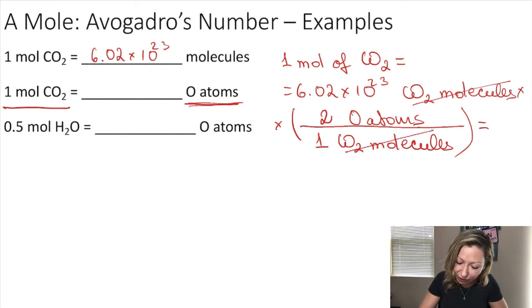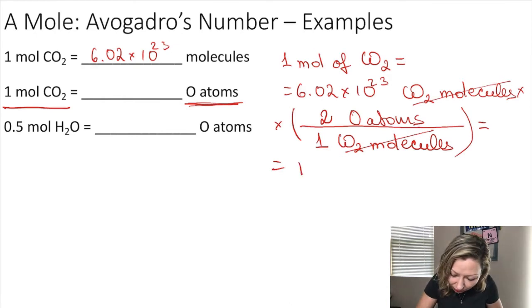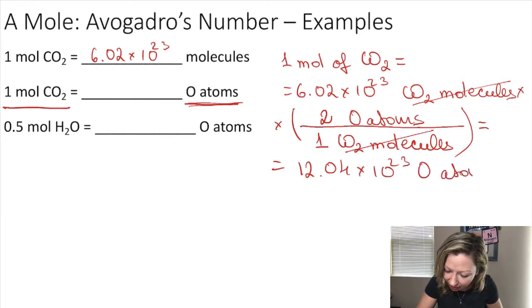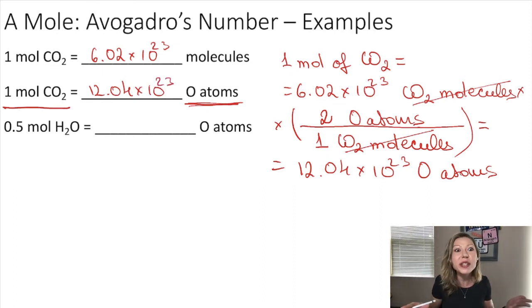My final unit is oxygen atoms, and I simply have to multiply 6.02 times 10 to the 23rd by 2. And this is going to give me 12.04 times 10 to the 23rd oxygen atoms. Okay, again, 12.04 times 10 to the 23rd. Okay, I hope this makes sense.